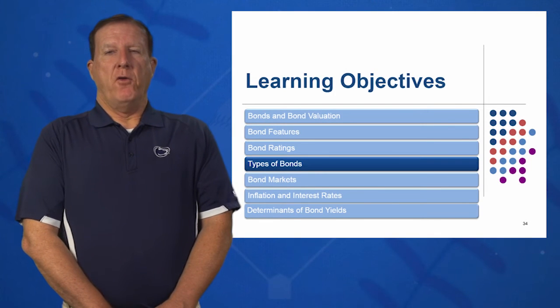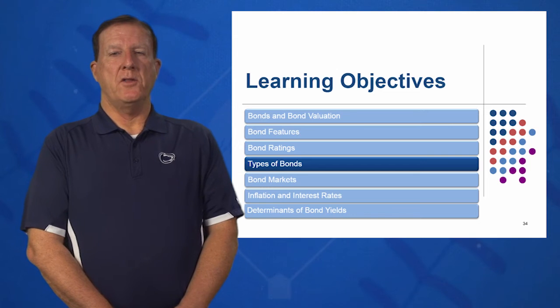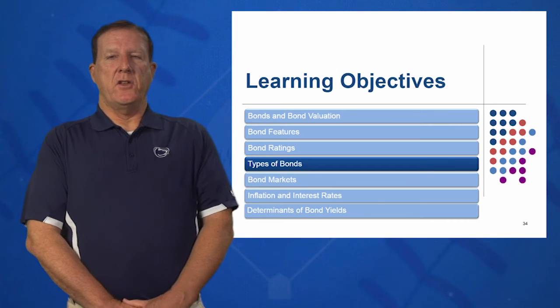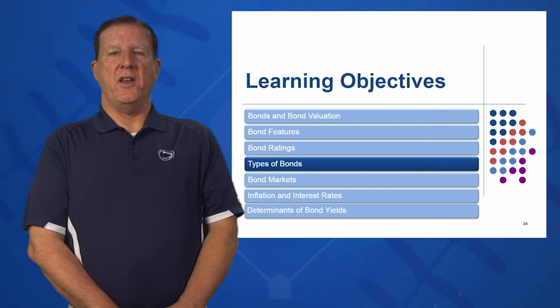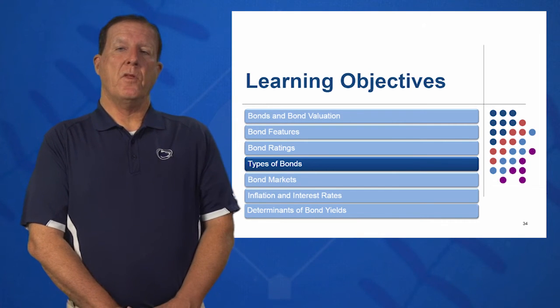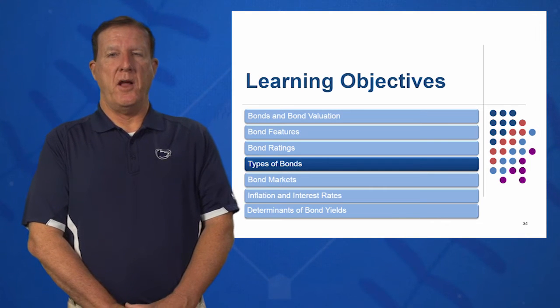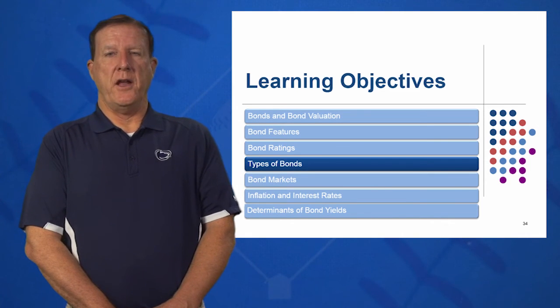In Learning Objective 4, we're going to look at various types of bonds. Zero coupon bonds, the kitchen sink of bonds. We're going to see that. Government bonds, corporate bonds, put bonds, call bonds. We're going to look at all the various types of bonds in this learning objective.